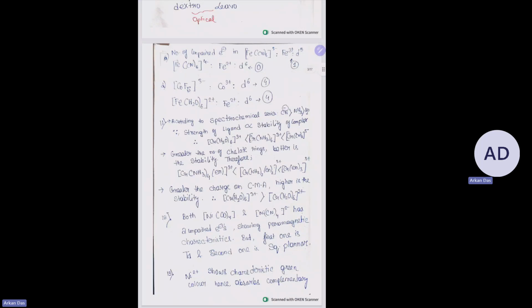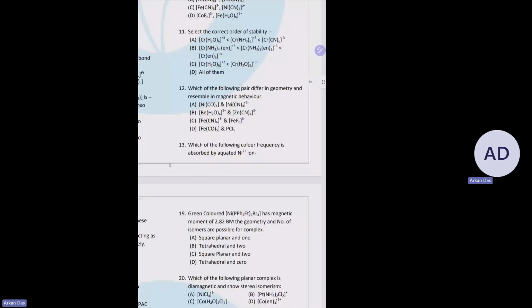Question number 12, which of the following pair differ in geometry and resemble in magnetic behavior? The geometry will be different, and as you see, all of them mostly have coordination number 4, 5, 6. Coordination number 4 can show you two different geometries, that is square planar and tetrahedral. Coordination number 6 only shows octahedral. Coordination number 5 can show trigonal bipyramidal and square pyramidal.